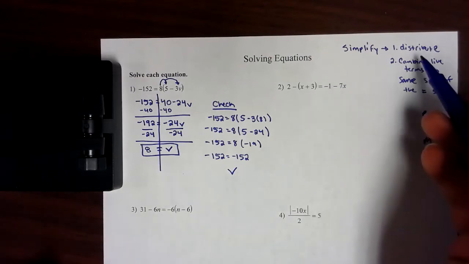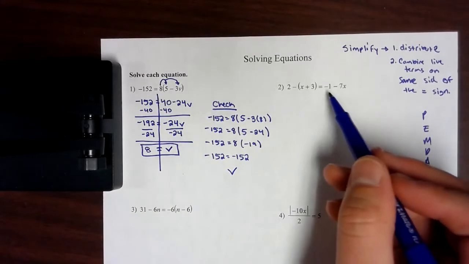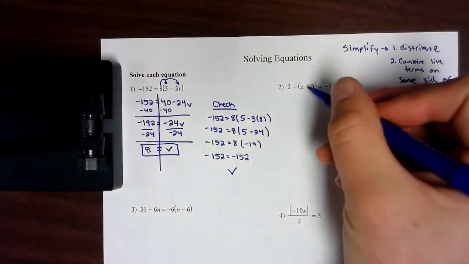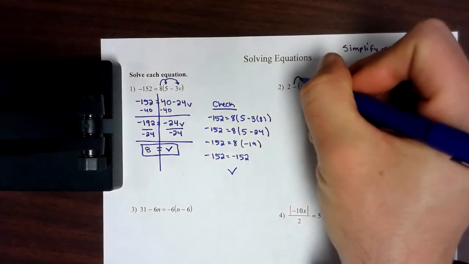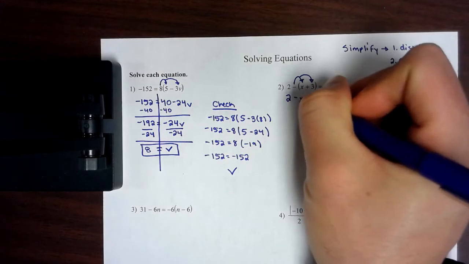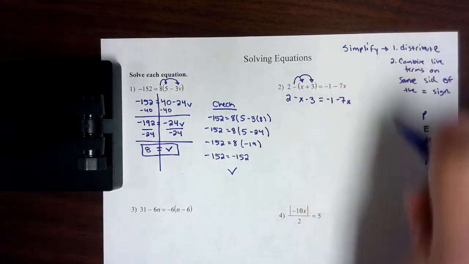So again, first thing to do is let's simplify each side. The right side is simplified, right? I have -1 and -7x. Those don't combine. There's no distribution, so that right side's good. The left-hand side, though, I see parentheses and I see a term in front of it. That's just a negative. So I'm going to distribute that negative, making this 2 minus x minus 3. And it equals -1 minus 7x.